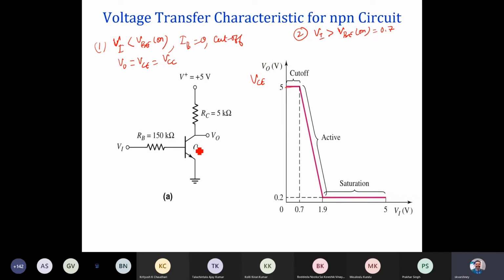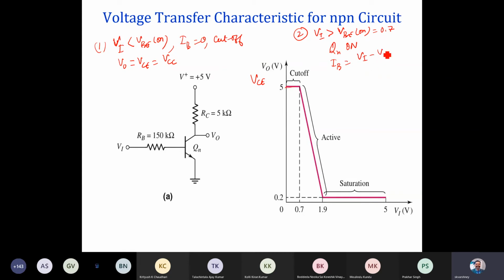Also, this is a new notation: Q1 is generally used as a symbol for a transistor. N means NPN, and if you write P, it means PNP. So Q1 is on, the transistor is on, and we can find out the base current for this given circuit. You can write down the same equation.